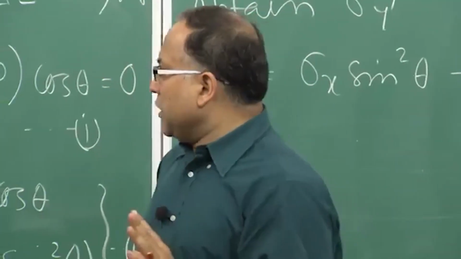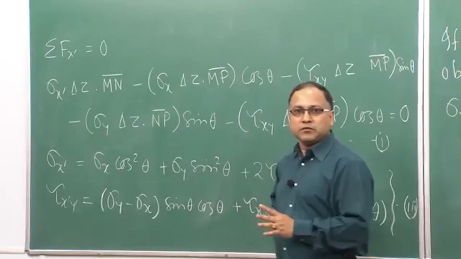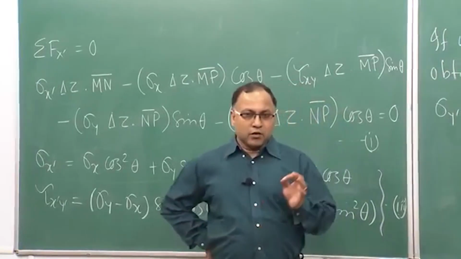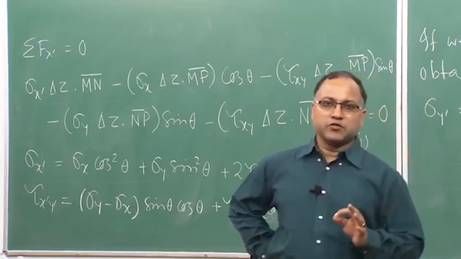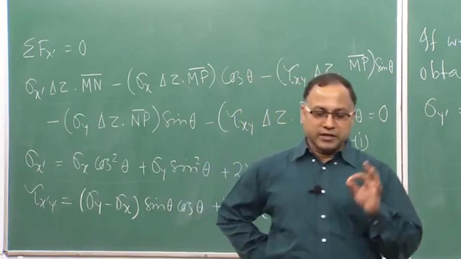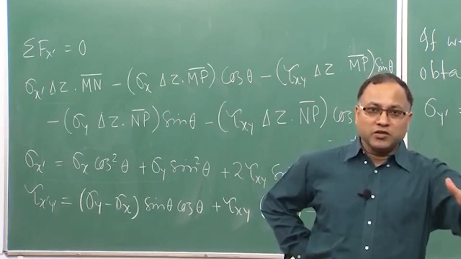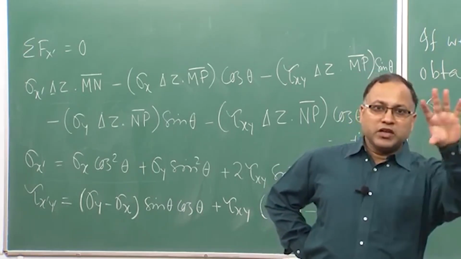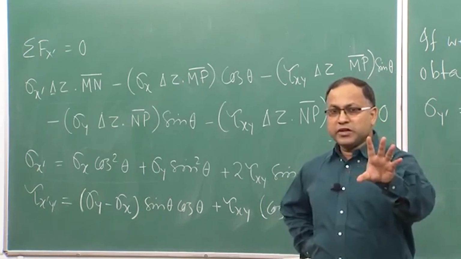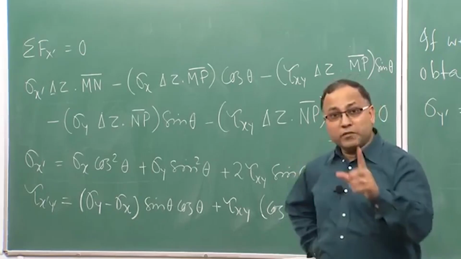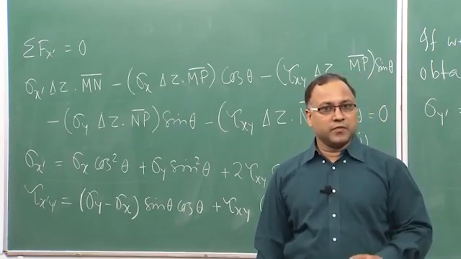That means, if I know sigma x, sigma y, tau xy, in case of course plane stress condition, if I know all these stress components at a particular point, then I will say I know the state of stress at that point, because for any possible orientation of the coordinate system, if you know the orientation, that means you know the value of theta. If you know the value of theta, you can find out the other stress components.